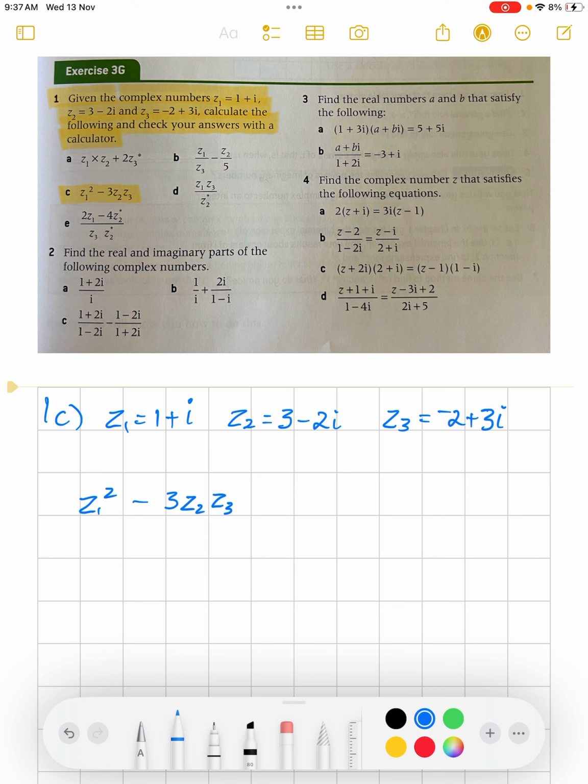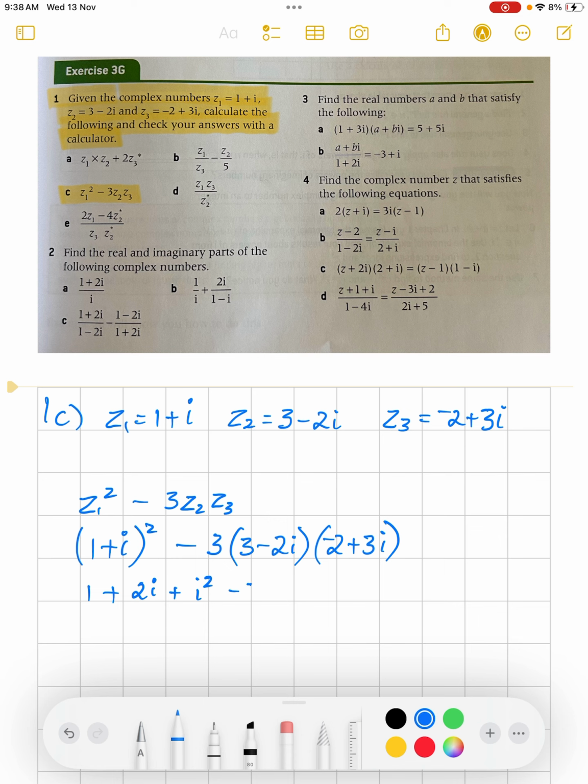So let's substitute here. Z1 squared, so we've got (1 plus i) squared, minus 3 lots of the product of (3 minus 2i) and (negative 2 plus 3i). So let's see what we've got here. (1 plus i) squared: 1 squared is 1, double the product of 1 and i, so 2i, and then i squared. We'll come back to that later.